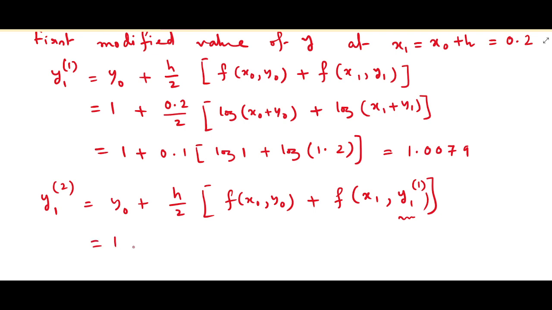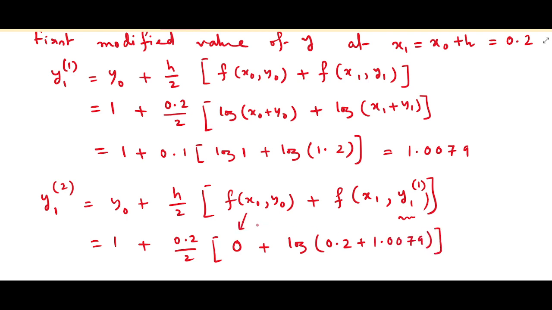So again, y naught is 1, h is 0.2 by 2, f of x naught comma y naught is log 1, so it will be 0, and then plus this will be log x1. Our x1 is how much? Our x1 is 0.2 plus y1 to the power 1. So y1 to the power 1 we got 1.0079. Okay, is it all right?